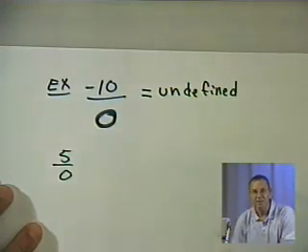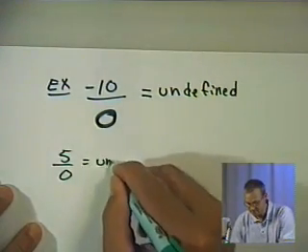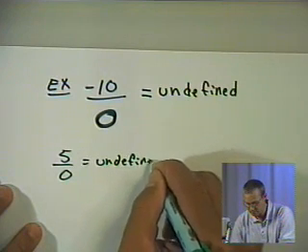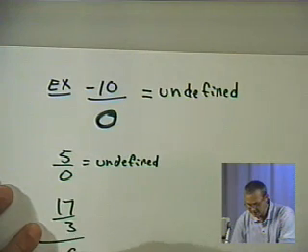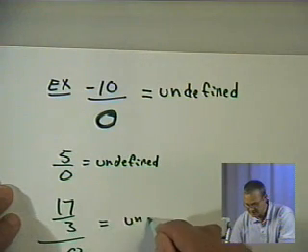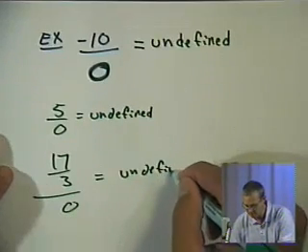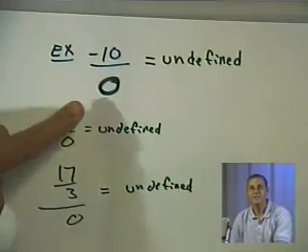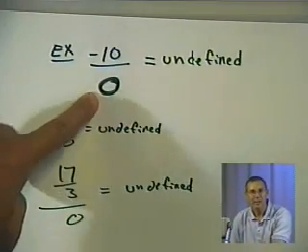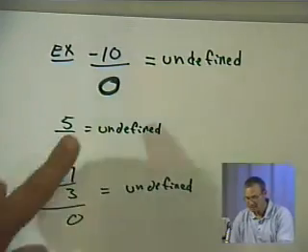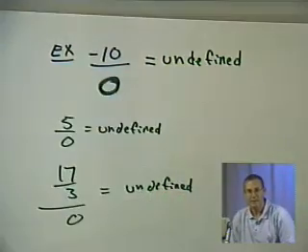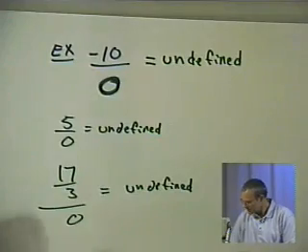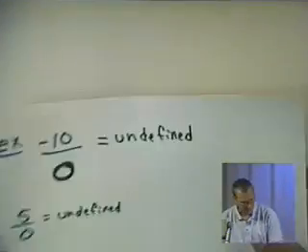So 5 over 0 is undefined. 17/3 divided by 0 is undefined, etc. Whenever you see division by 0, you automatically want to think, oh, that's a no-no in mathematics, and we're always going to say that it is undefined. All right? So let's summarize real quick.